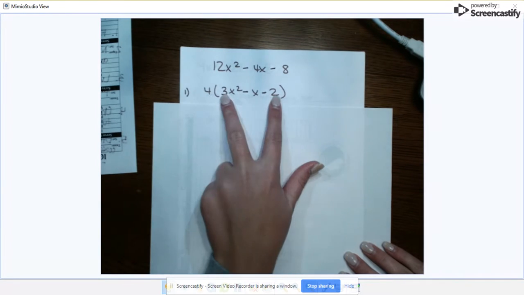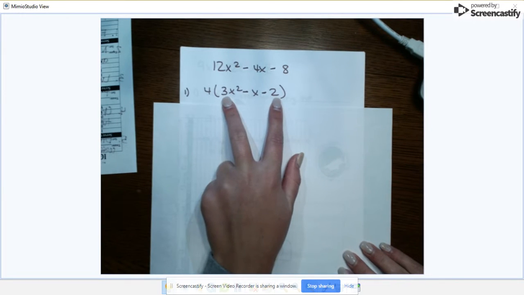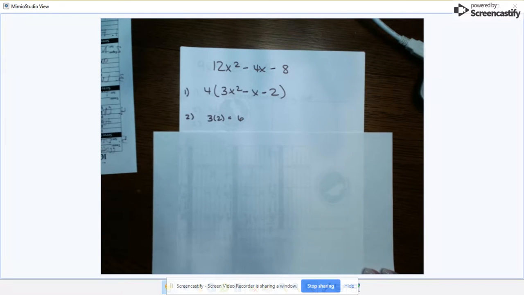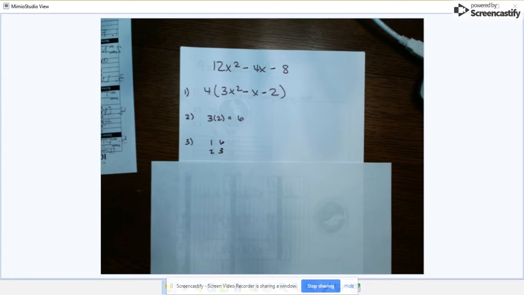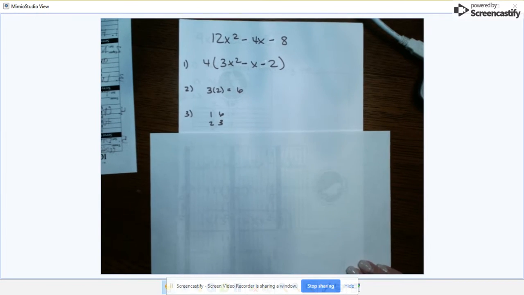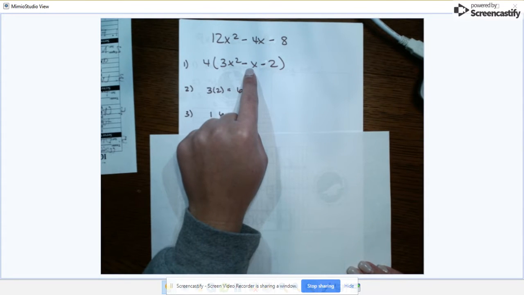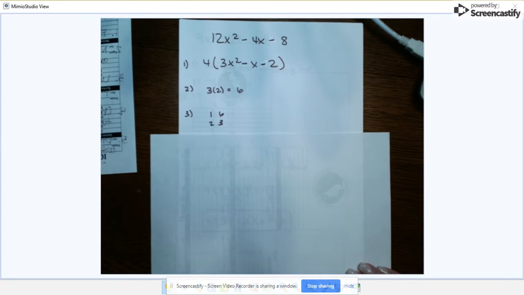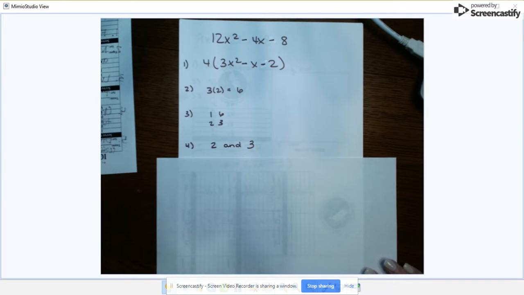Okay, step 2 says to multiply our leading coefficient and our constant. So 3 times 2 gives us 6. And then step 3 says to list the factor pairs of 6. So we have 1 and 6 and 2 and 3. Step 4 says to choose the pair that's going to add or subtract to this middle term, to this middle constant. So we're looking for something that's going to add or subtract to -1. And 2 and 3 will give us that.